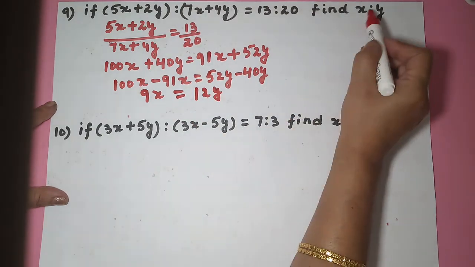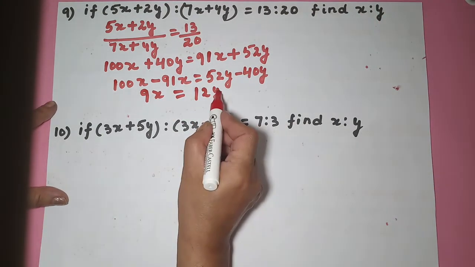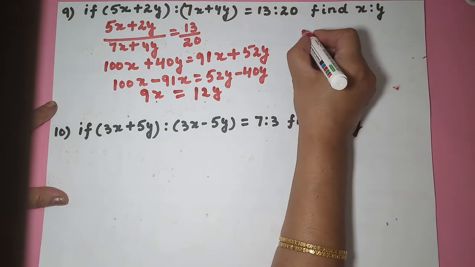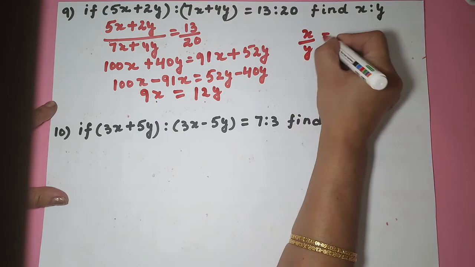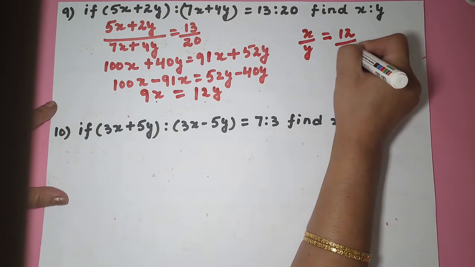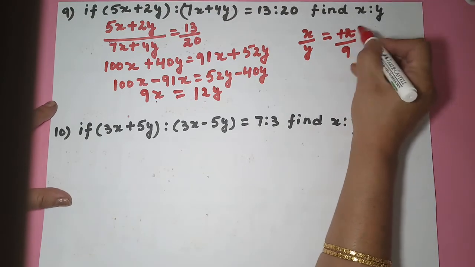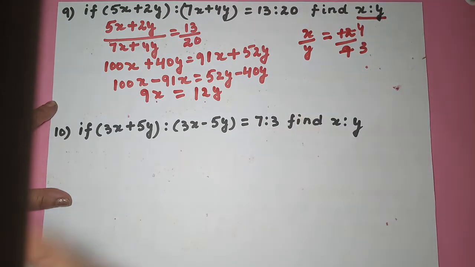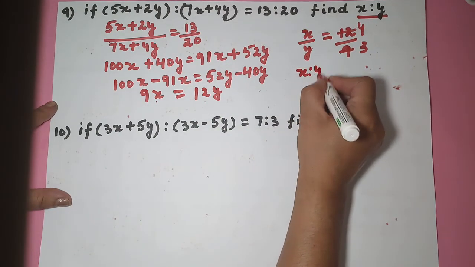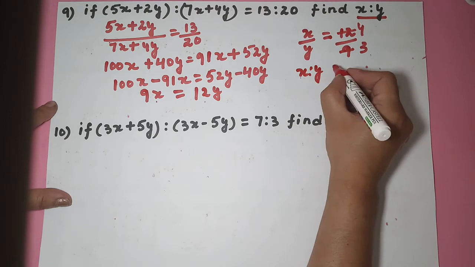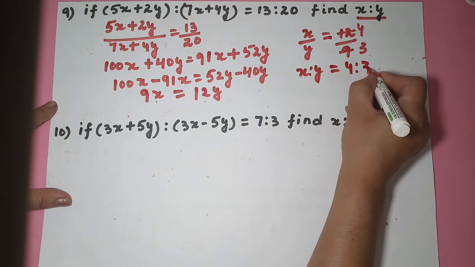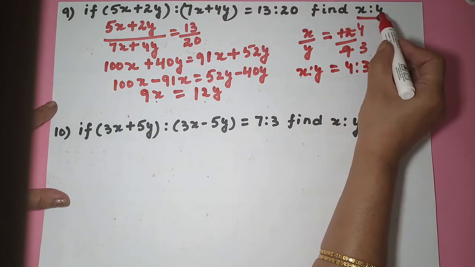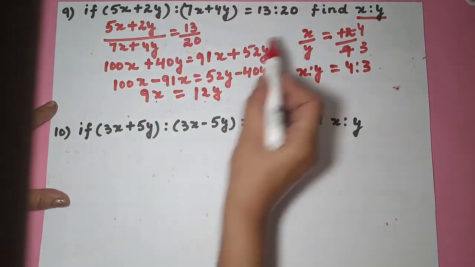Now you want to find x is to y. So we will shift this y term under x and shift this 9 under this y. So we will get x upon y is equal to 12 upon 9. Can we simplify this? Yes. 3 4s are 12, 3 3s are 9. Since you are going to write x is to y, so you will write the sum in this form. x is to y is equal to 4 is to 3. So wherever you have to find the value of x is to y, just simply cross multiply and then find x and y.